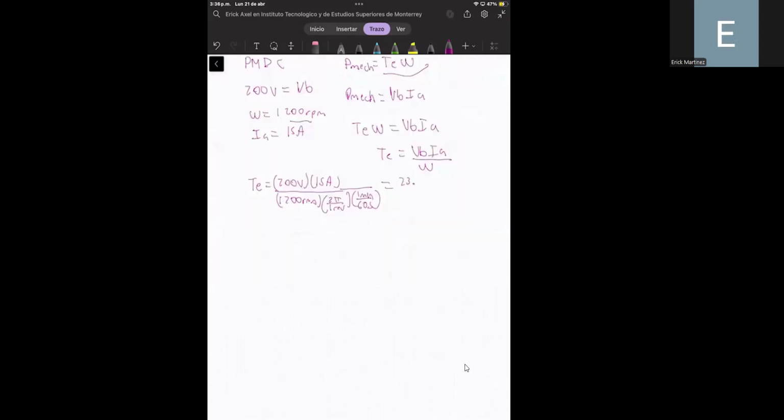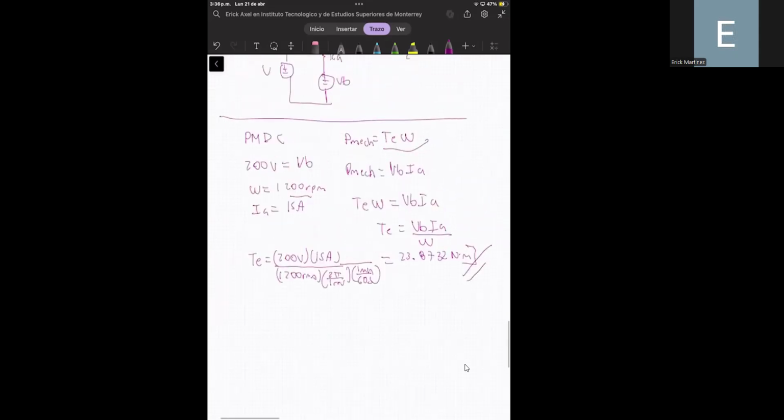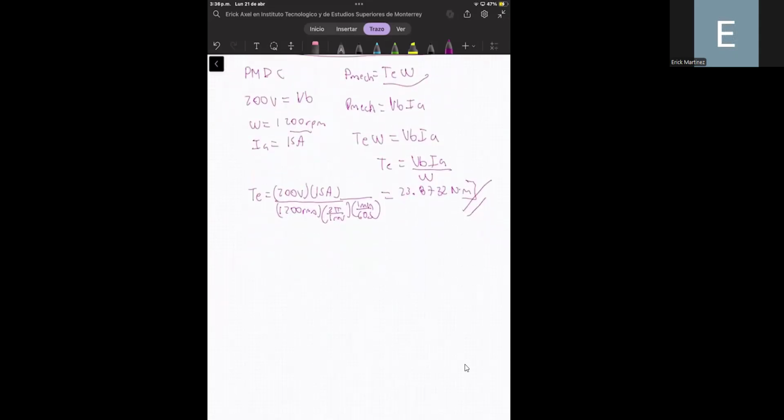That is 230.8732 newton meters. So this is essentially the electromagnetic torque. In this case, you don't need to draw the circuit, because you have all the information. We can use these relationships related to the mechanical power in order to compute this electromagnetic torque.